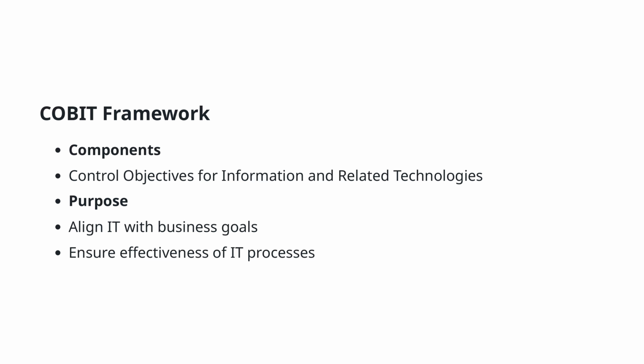The COBIT framework, also known as Control Objectives for Information and Related Technologies, plays a vital role in aligning IT operations with overarching business goals. This framework not only helps ensure that IT processes are effective, but also facilitates the evaluation and management of IT-related risks, enhancing overall organizational performance. By leveraging COBIT, companies can improve their governance and management of enterprise IT, setting a clear path toward achieving strategic objectives.